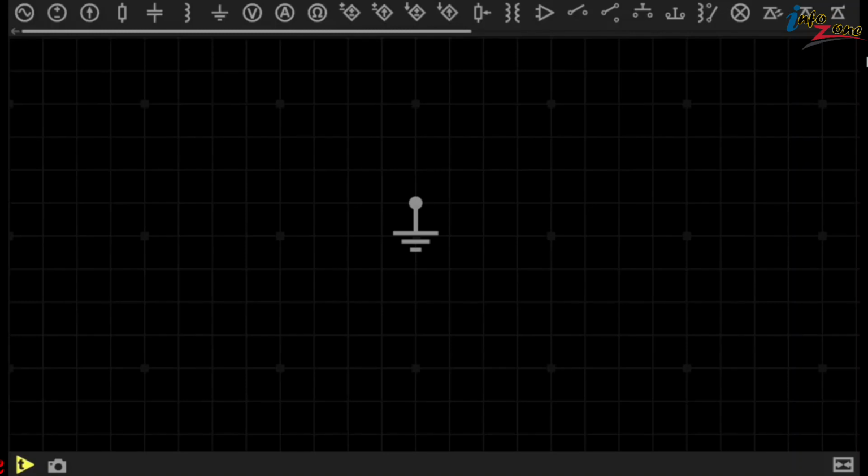Many of you have been asking about the ground symbol, so today we're going to focus on what the ground symbol in a circuit schematic is and what the purpose of ground in a circuit actually is. Now, there are different types of ground symbol used depending on the actual ground connection.